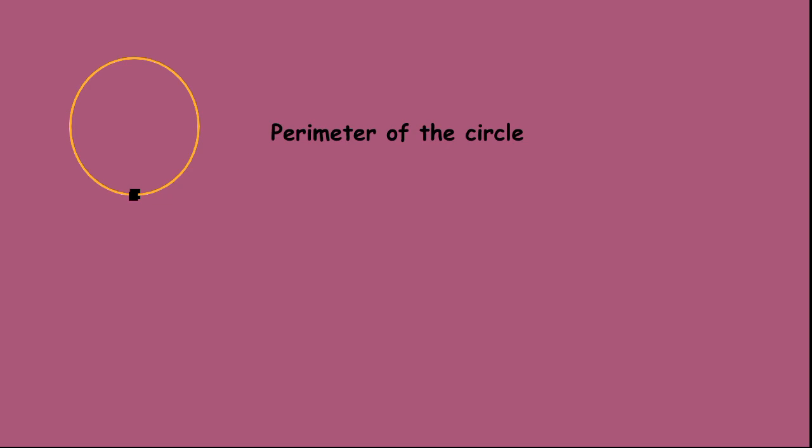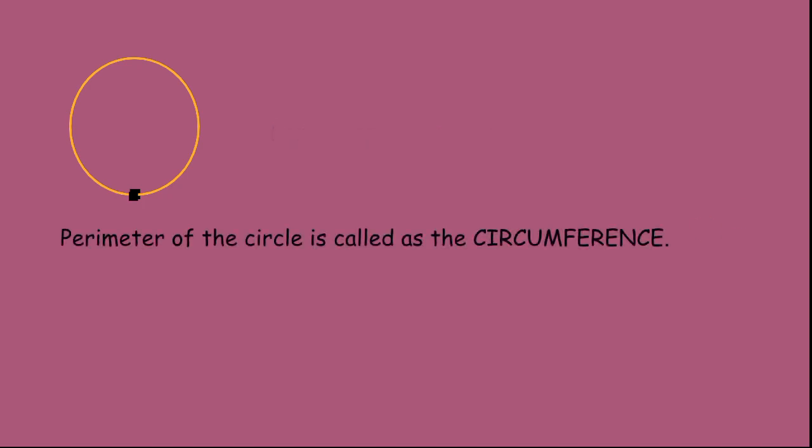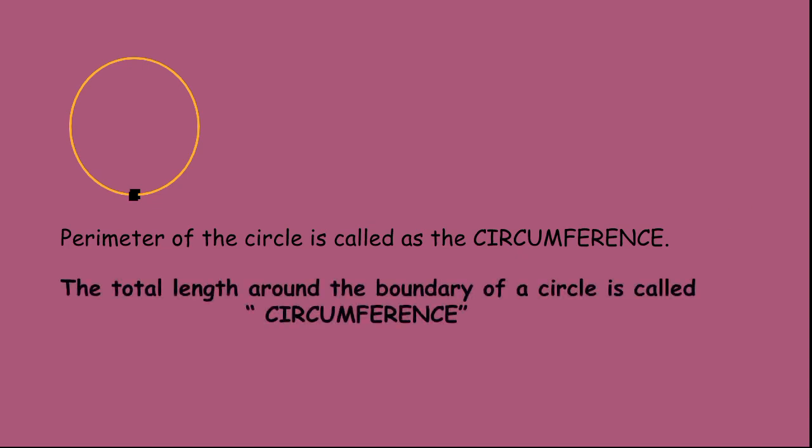In a circle, the perimeter of the circle has a specific name. The name is circumference. So the perimeter of the circle is called the circumference. Technically, we can say that the total length around the boundary of a circle is called the circumference.